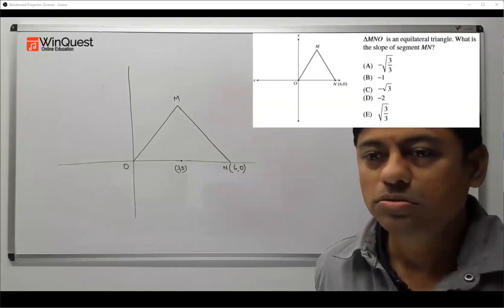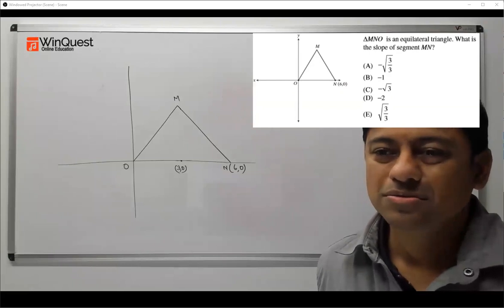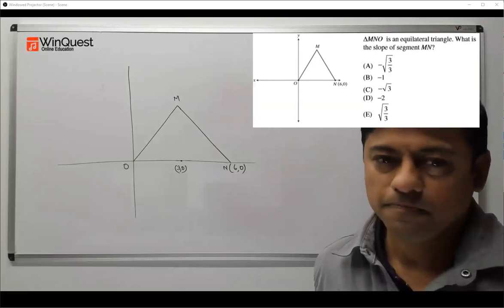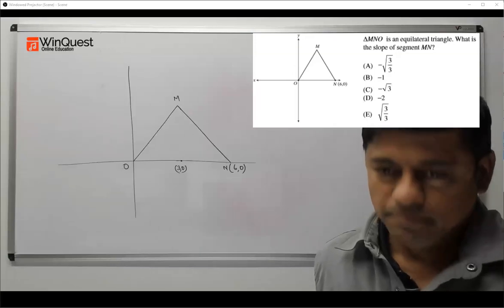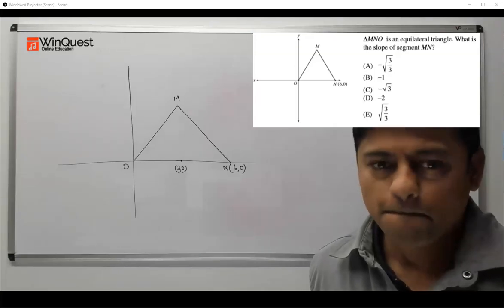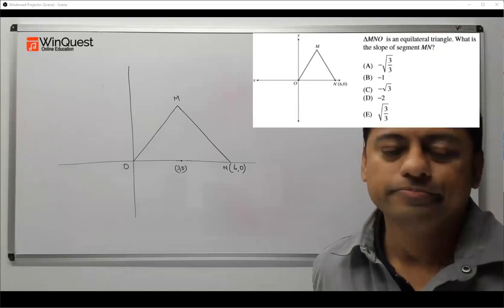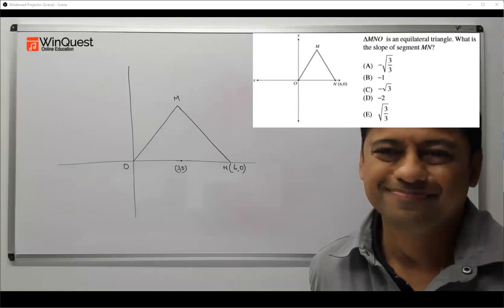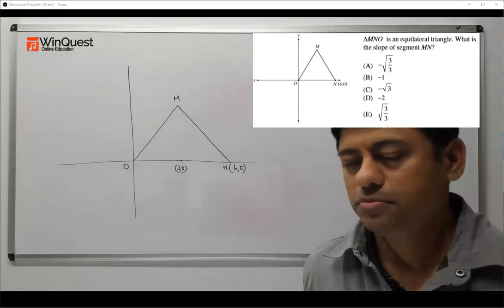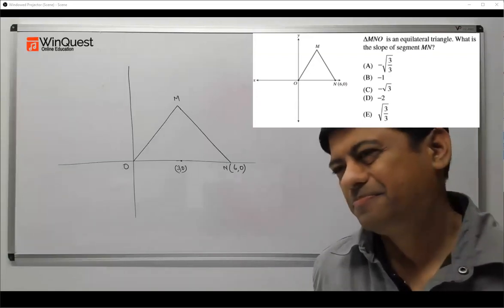Okay, very good. Since this is an equilateral triangle, I think the 30, 60, 90 rule would apply. If we draw a line from 3, 0 to M, we could find the height of the triangle, and then we would find the Y value for M, since we already know the X value for M.